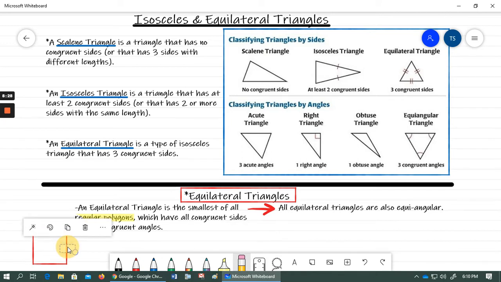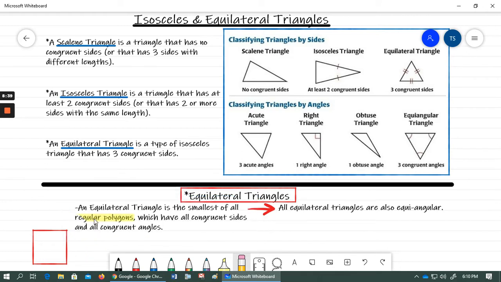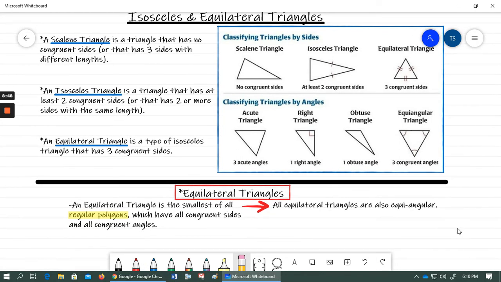All right, so an equilateral triangle is the smallest regular polygon. Let me get rid of this here. Y'all excuse me for a moment. Okay, so guys, here's the deal.